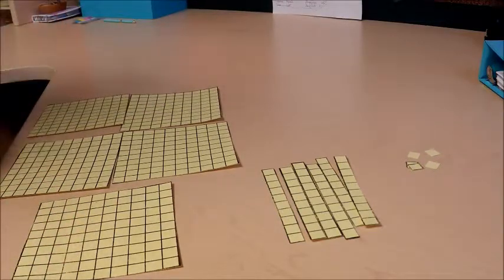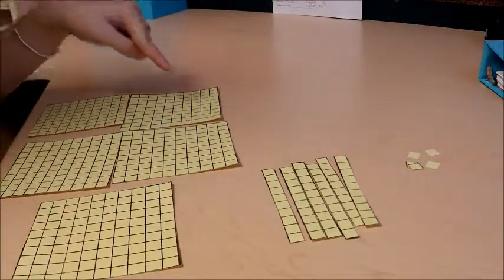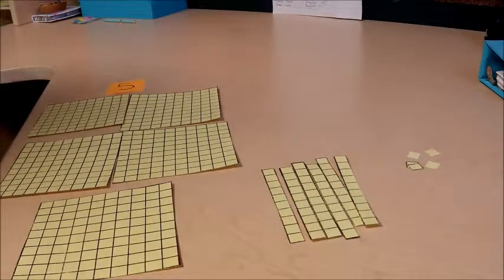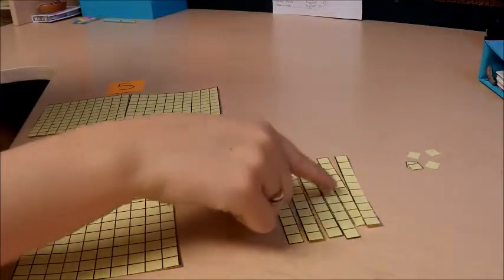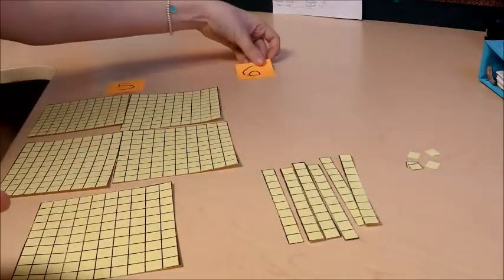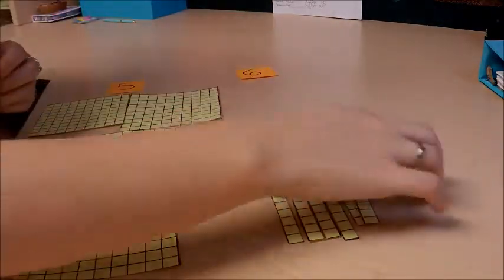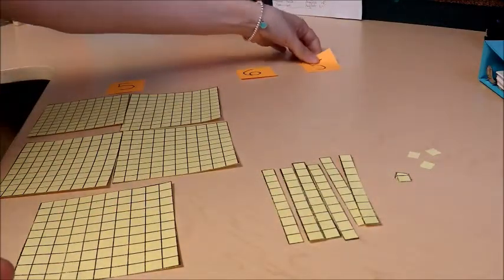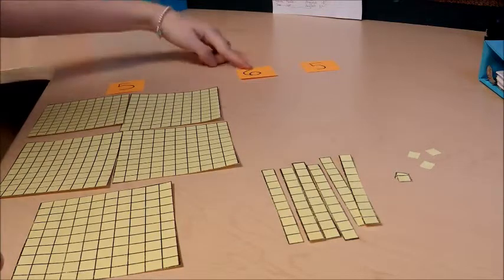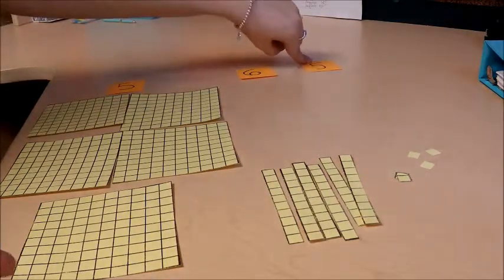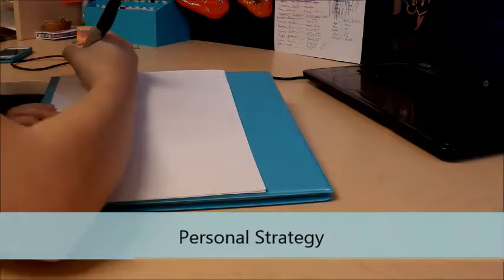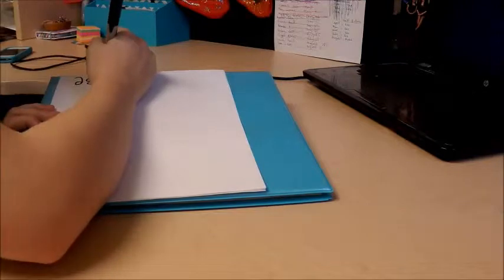So if this is our answer, we have 1, 2, 3, 4, 5 hundreds. 1, 2, 3, 4, 5, 6 tens. And 1, 2, 3, 4, 5 ones. That equals 565.